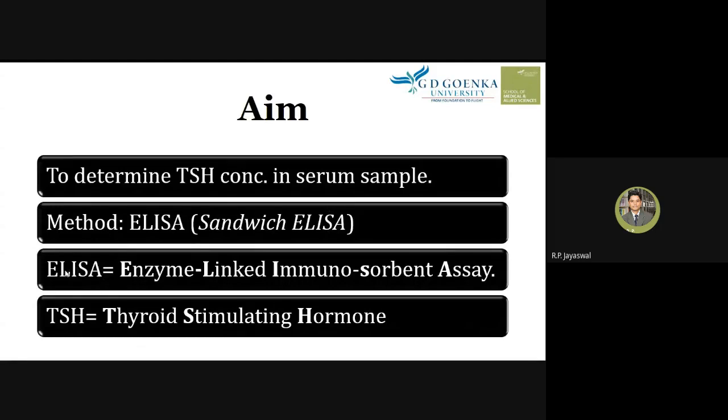ELISA full form is enzyme, E for enzyme, L for linked, and I for immuno, S for sorbent, A for assay. Enzyme linked immunosorbent assay, where TSS means T for thyroid, S for stimulating, S for hormone. Thyroid stimulating hormone. So I hope you have no doubt in this. So this is the aim.